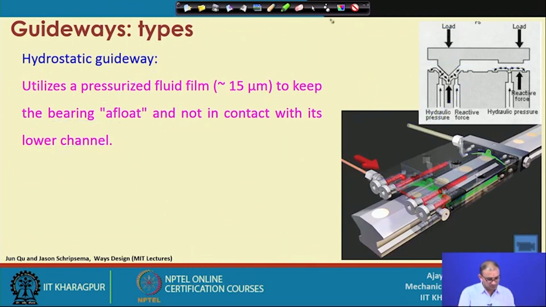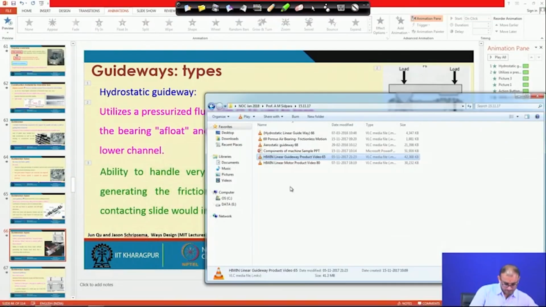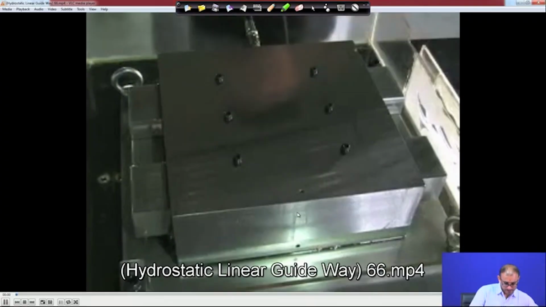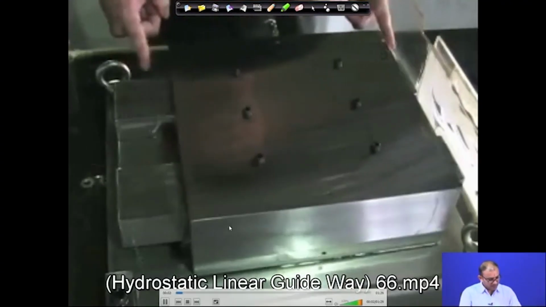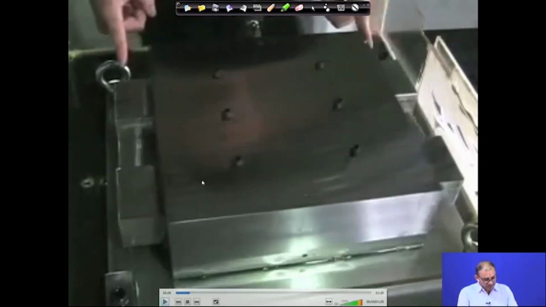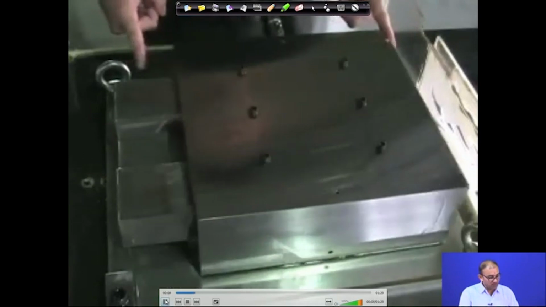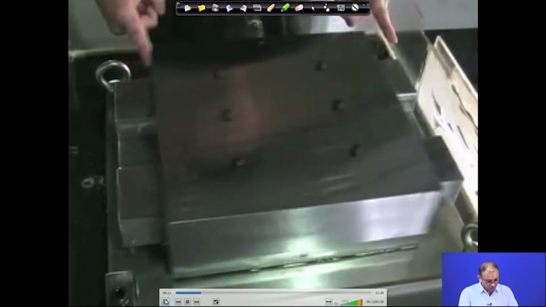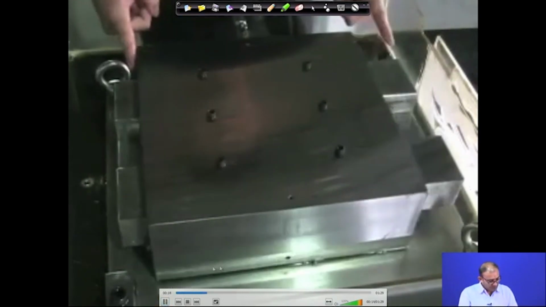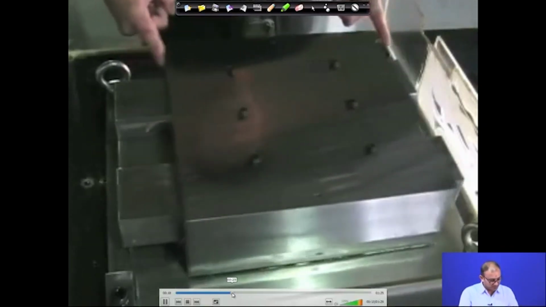So, let me show you this video also. Right, this is the hydrostatic part. Now, you can see that just by putting one finger you can move this whole thing, although its weight may be 5 to 10 kg. You can move it with a finger because there is no physical contact between the two surfaces, and the liquid present here creates a film between them.